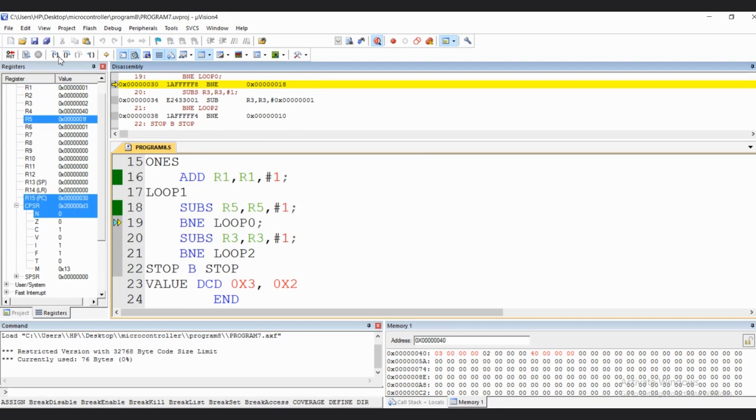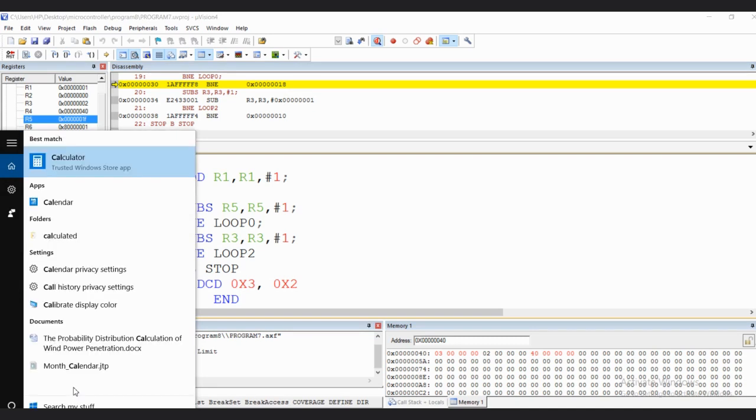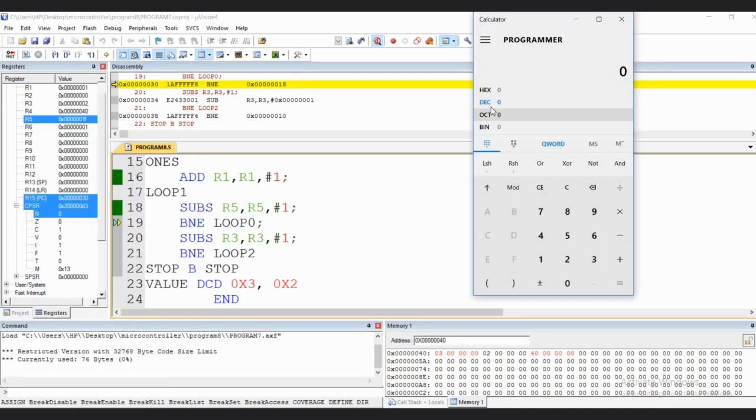After that R5 will be decremented by 1. It was initially 32, that will be decremented, which equals 31. It's showing hexadecimal 1F, which is equal to decimal 31.